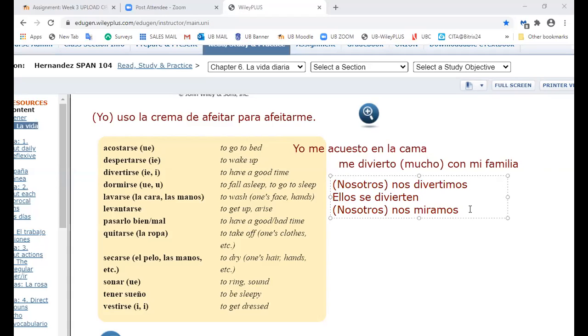Nosotros nos miramos. Ellos, help me out, ellos. Ellos se miran.